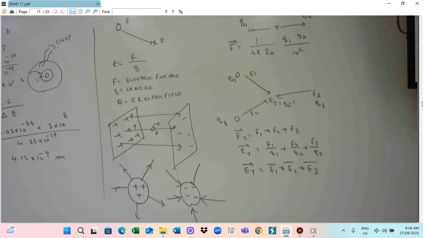The electric fields usually come out from the surface. This surface is a plate, so there will be two surfaces. This surface is a positive plate, with positive charge, and this surface has negative charge. The electric field moves from the positive to the negative. The force moves from positive to negative. So this is the electric field diagram.